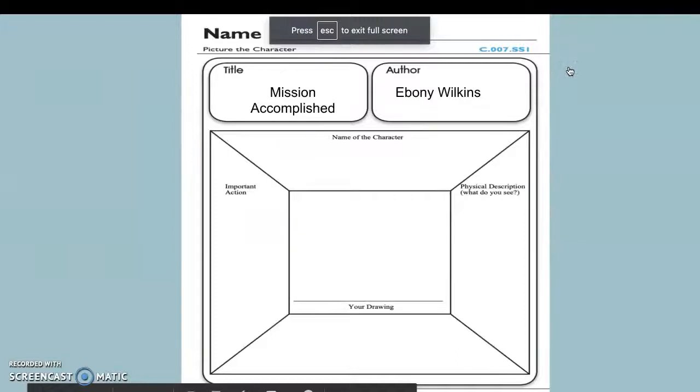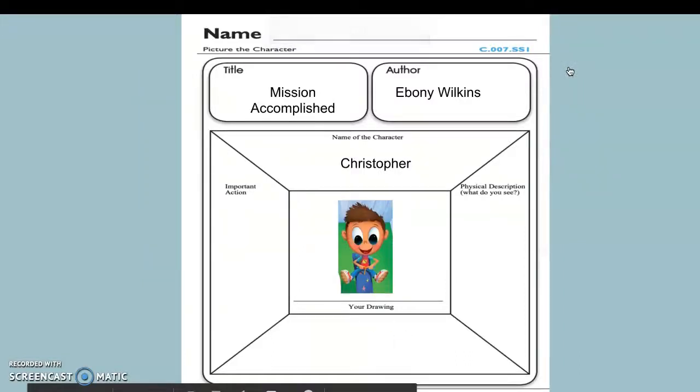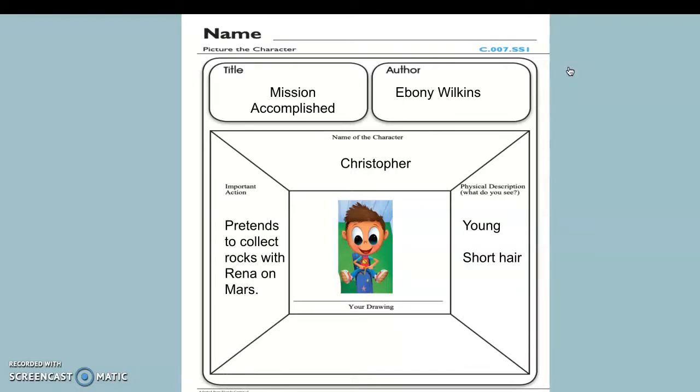Okay. So here's our character description and the important action. Let's add that to our graphic organizer. He pretends to collect rocks with Raina on Mars. This tells me a lot about his character. It tells me that he also has a great imagination, just like Raina. Great job.